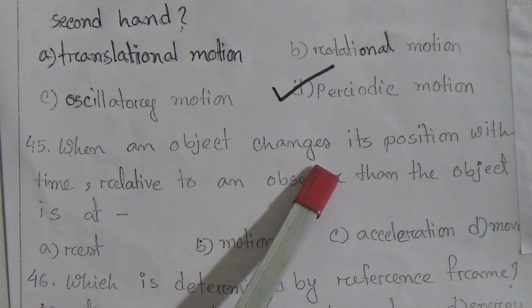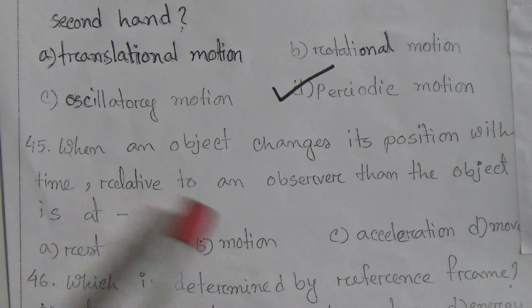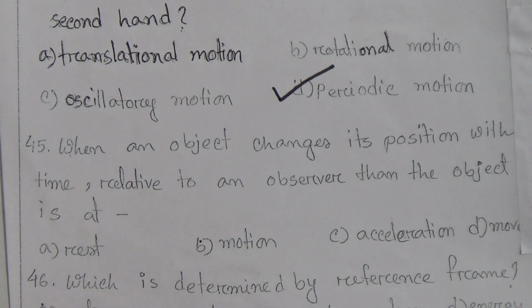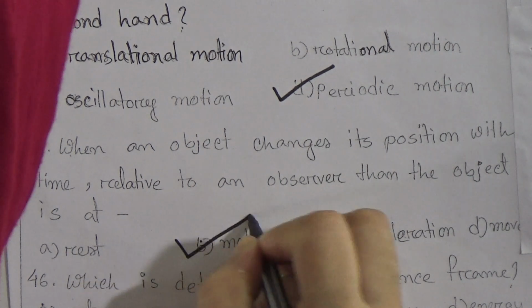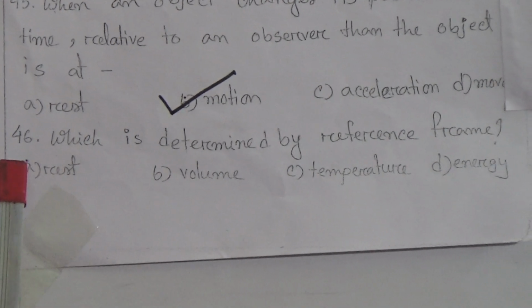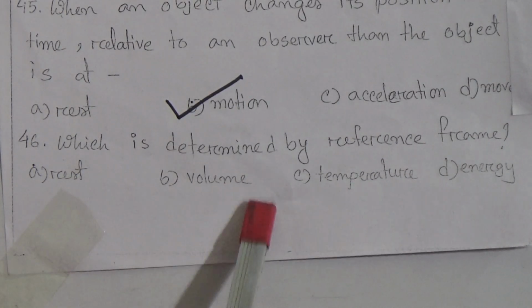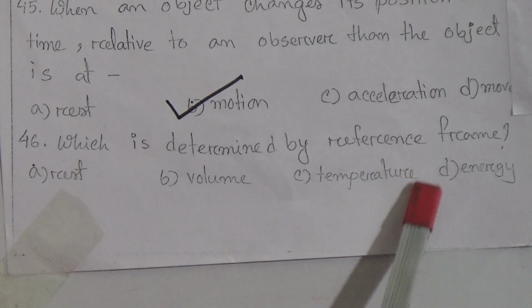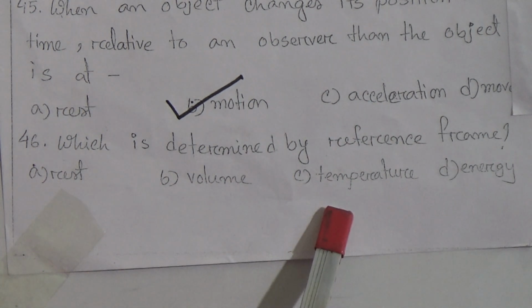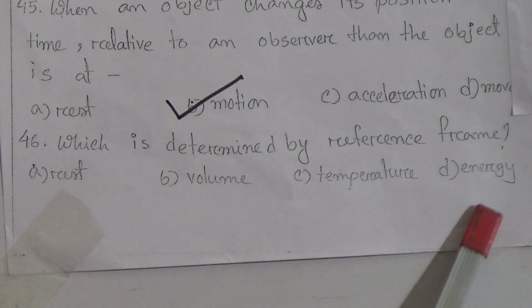When an object changes its position with time relative to an observer, this is called motion. So our correct answer is option B. Put a tick mark on option B. Now question number 46: Which is determined by reference frame? Option A rest, option B volume, option C temperature, and option D energy.